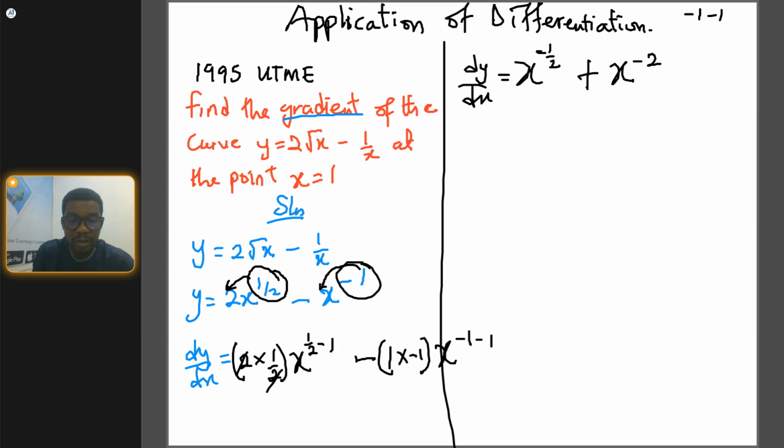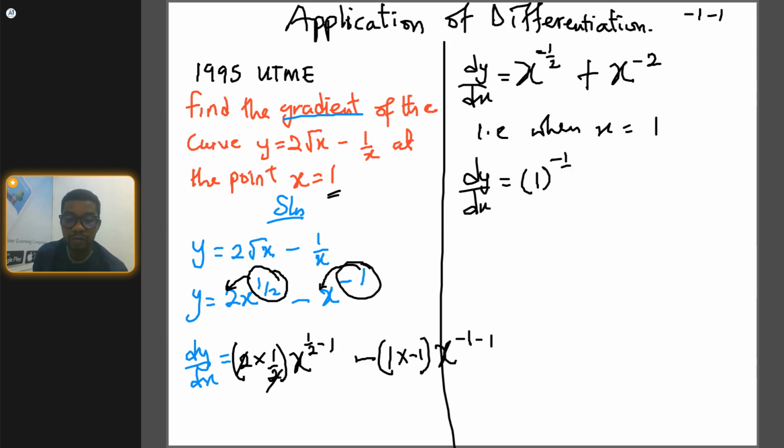So we'll go ahead to substitute now. We're going to substitute what we are given in the question at x equals to 1. That is, when x is given to be 1, the gradient, which is dy/dx, equals to, anywhere we have x in the expression, you'll change x to 1. That is, you substitute x to be the value of what? 1. So that's going to give us open bracket 1, close bracket, raised to power minus 1 over 2 plus open bracket 1 raised to power minus 2.